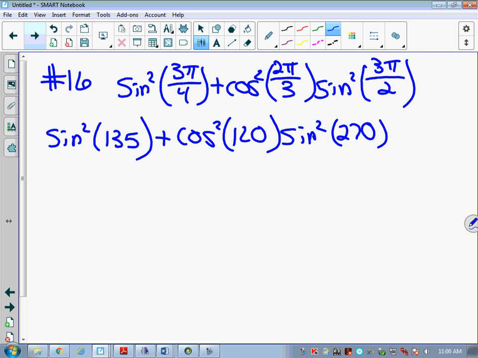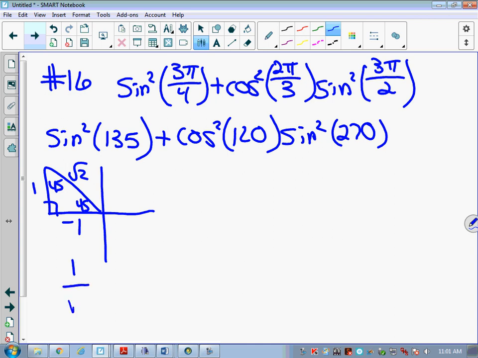Okay? All right, 135 degrees is 45 degrees shy of 180, so we're dealing with a 45, 45, 90 triangle. Negative 1, 1, radical 2. We want the sine of that. Sine is opposite over hypotenuse, so that's 1 over square root of 2, squared. Okay? 1 times 1 is 1. Radical 2 times radical 2 is 2. I get 1/2.